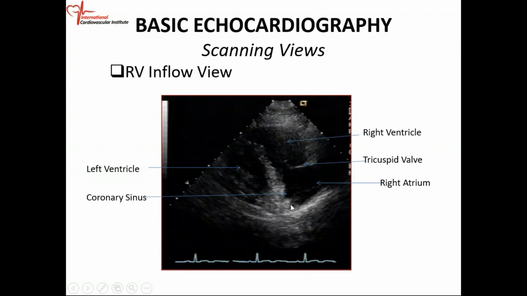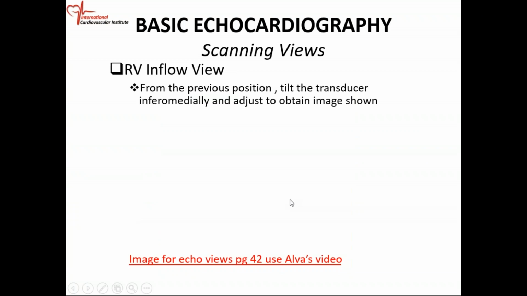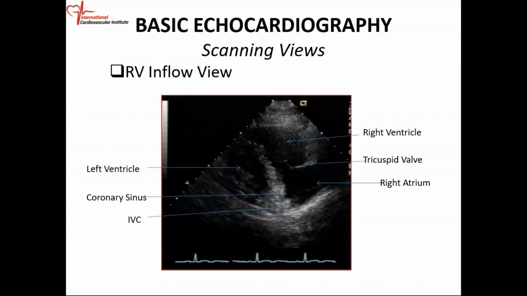And then just above that, you have the entry of the inferior vena cava. So the inferior vena cava enters the right atrium right about there. Just below that, you have the coronary sinus, and then this is the eustachian valve. Sometimes the eustachian valve is a little bit prominent. Okay, so this is your RV inflow view.